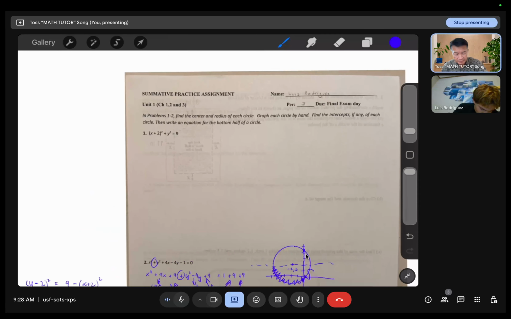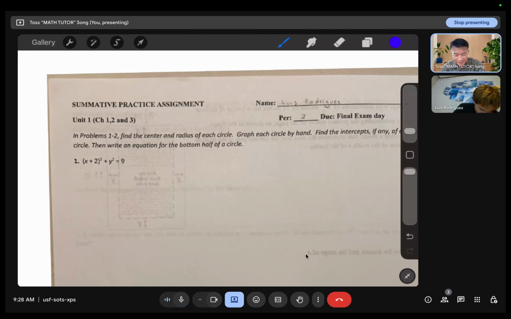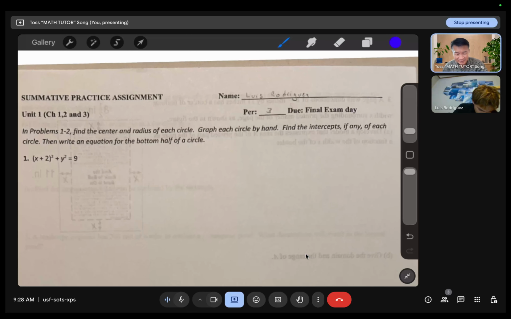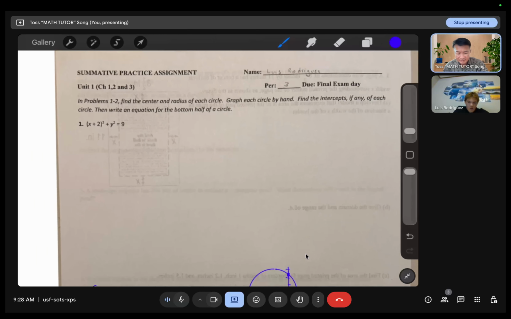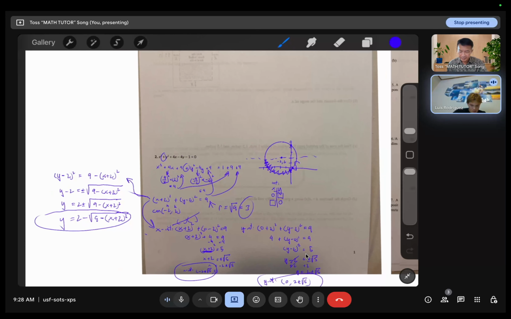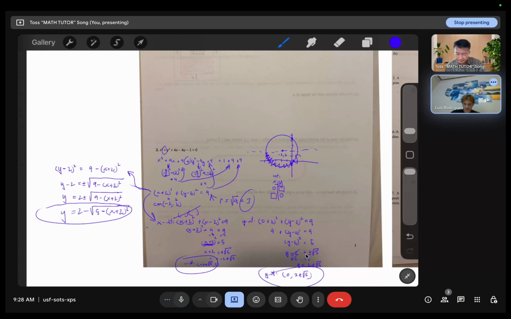I'm surprised he doesn't ask what the domain and range are. Yeah, why not just do that? Yeah, I think that's it. Is that okay? That's done. Yeah, double check the math, but I'm sure it's all good.